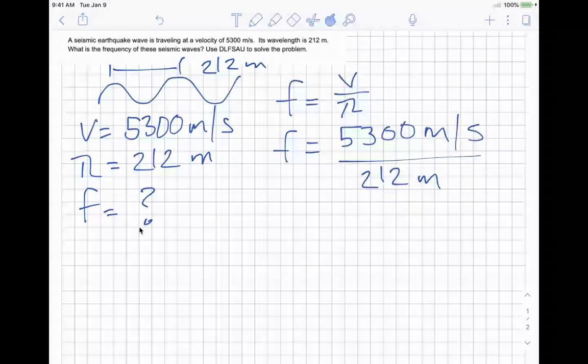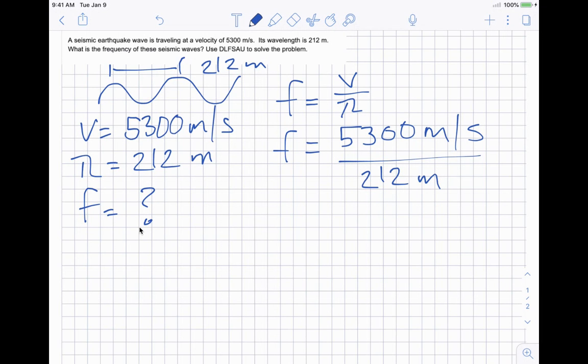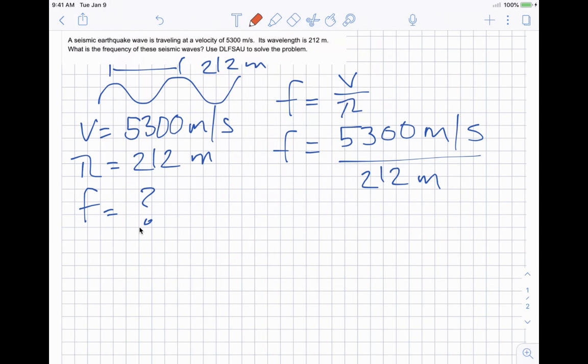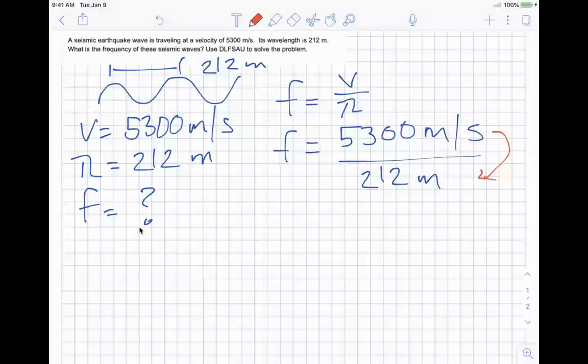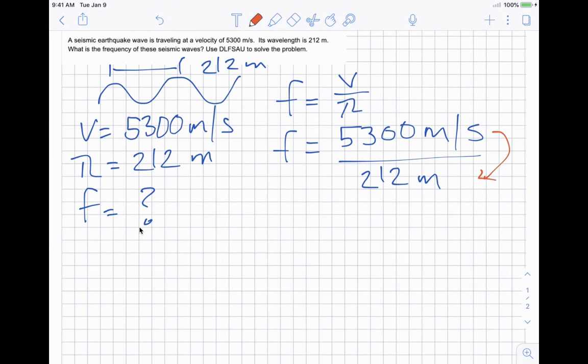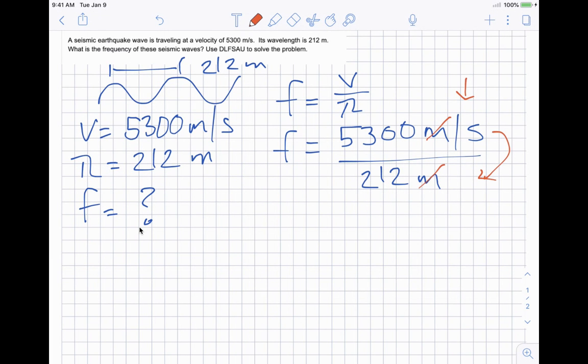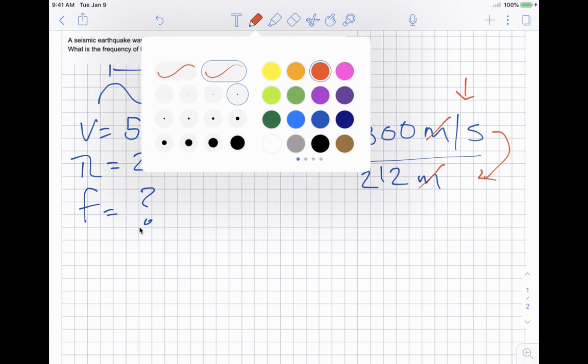Move this up a tad. Okay, so let's take a look at what we're going to do with our units. So my seconds, because it's at the bottom of this division line, would actually be down at the bottom. And I have meters on top and meters on the bottom, which allows them to cancel. And since I have seconds on the bottom, it's like a per second. And that means we're going to be ending up with hertz when we're all done.